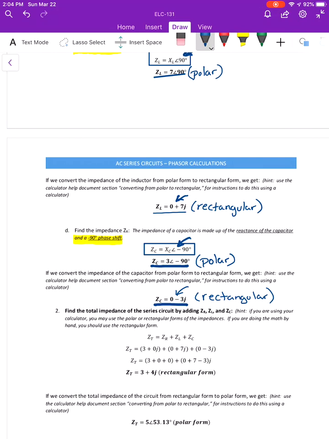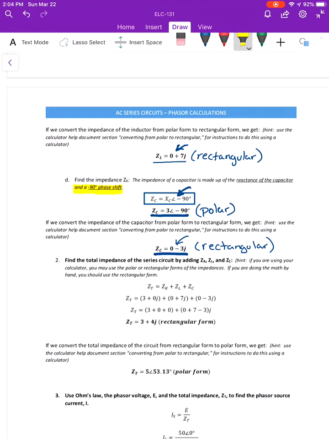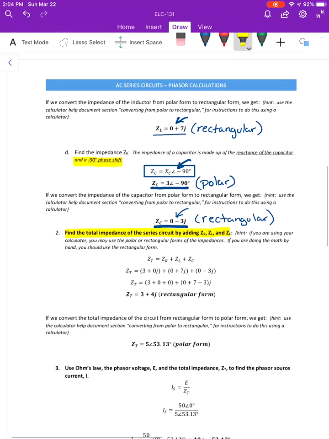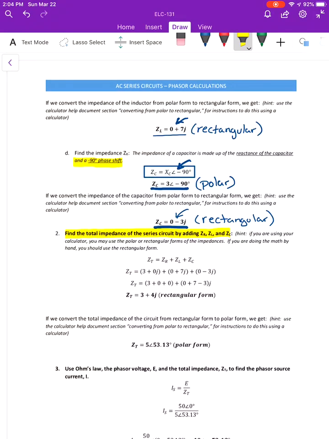All right, so once we've found our individual impedances in series, we just add them together just like we added series resistors in DC. If you're not using a calculator, this is where I would suggest you use the rectangular form. If you're using your calculator, it really doesn't matter. So you would add your ZR, which is 3 plus 0J, plus ZL, which is 0 plus 7J, and ZC, which is 0 minus 3J.